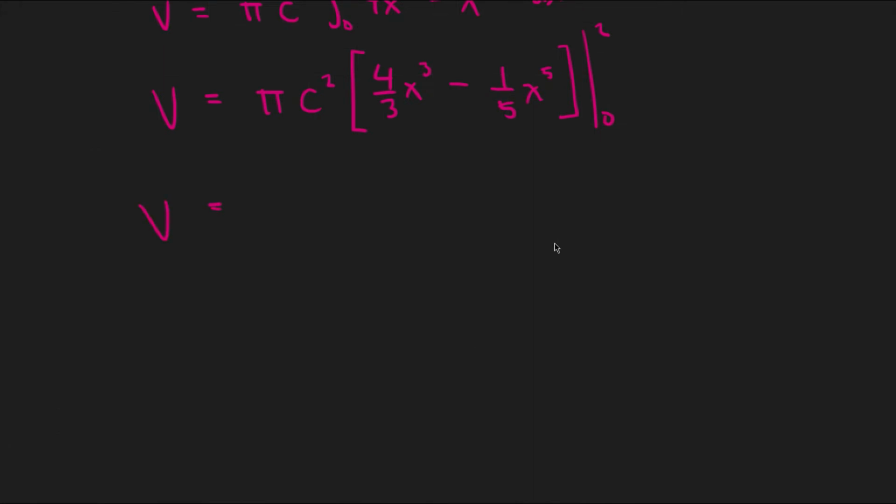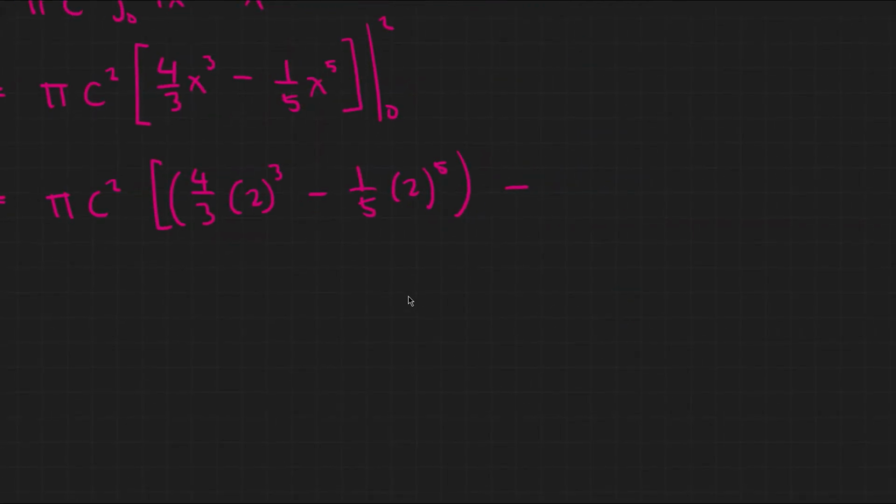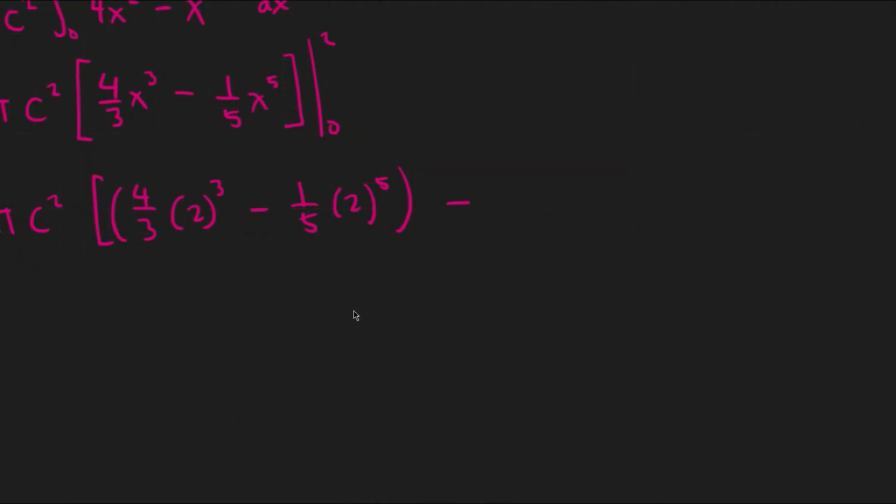And once again, we don't have a calculator, so this is going to be tedious. So first we'll deal with the 2, 4 over 3, 2 cubed, minus 1/5 2 to the 5th, minus our 0 term that we have to deal with now. And I'm just going to write 0 because we can see that over here and here we have x in both terms, and 0 is just going to cancel all of that out. So we can just end like that.